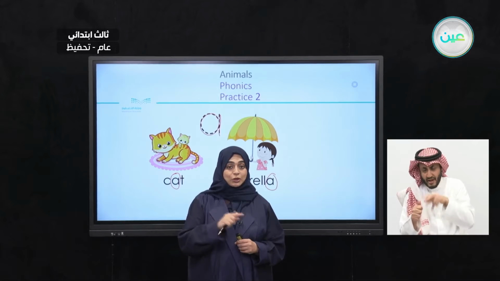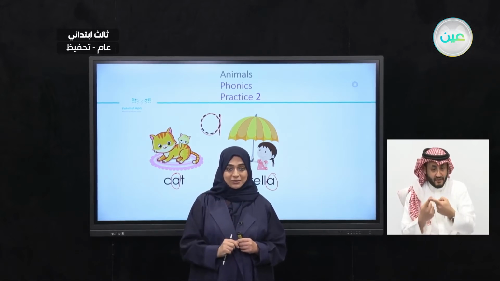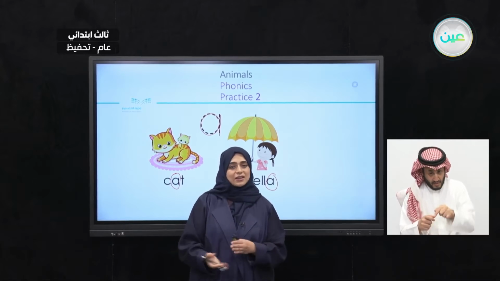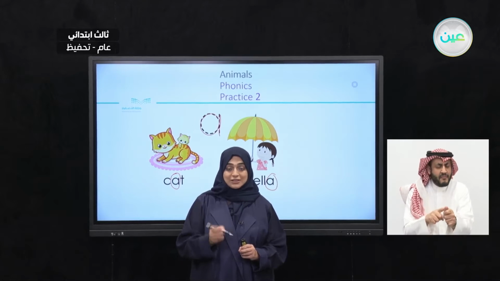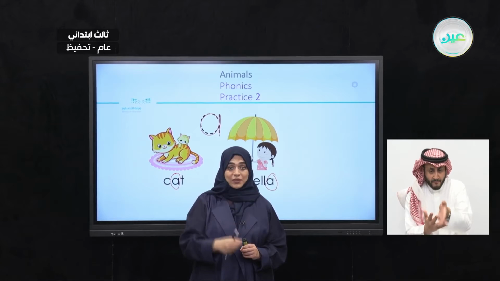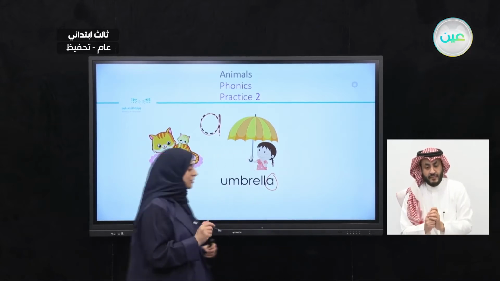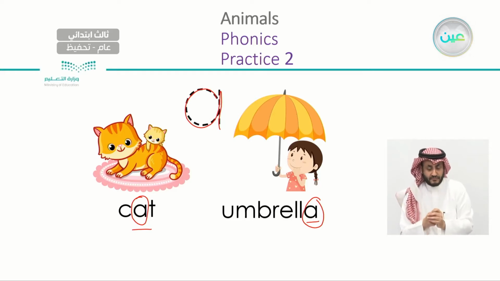Usually, when we look for sounds, we look for the first sound, right? So now we're going to think in a different way. When we learn a letter, right, we will look for the sound at the beginning, the middle, or the end, right? Here in the word cat, it's in the middle. Makes the sound. Umbrella, also the sound, and it came in the end.